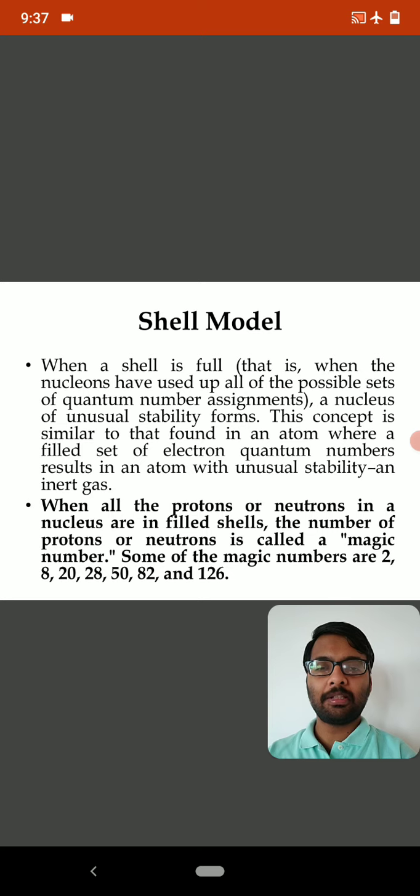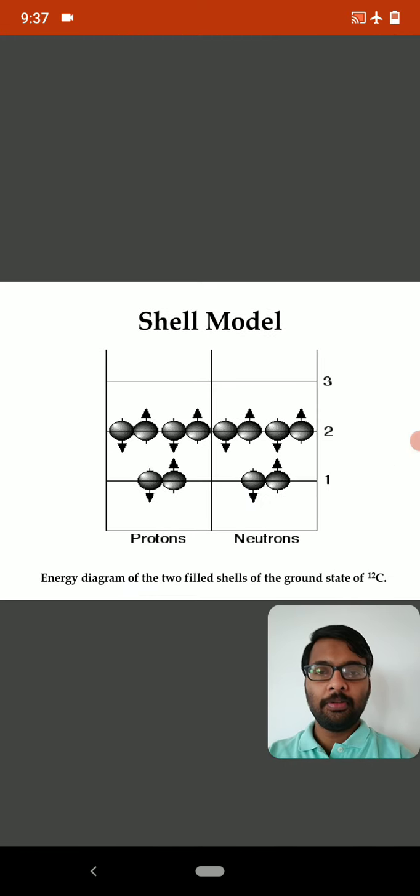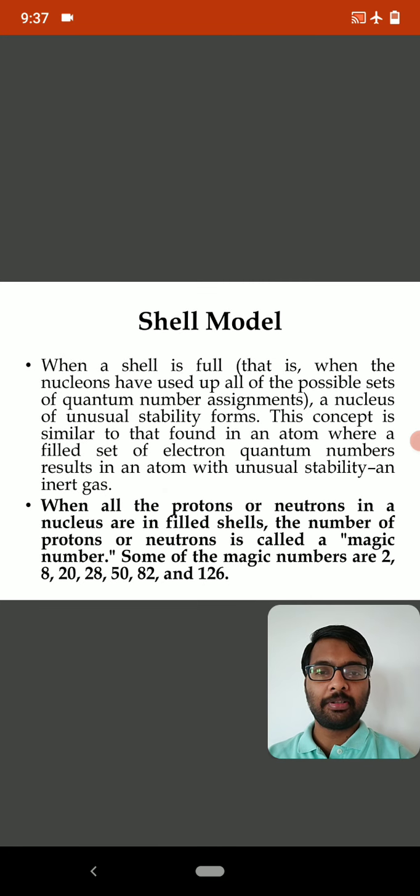So when these nuclear shells are completely filled, these nuclei are called stable nuclei. For that there is one criterion: the number of protons or the number of neutrons must be equal to certain numbers, and those numbers are called magic numbers. Such nuclei, in which the shells are completely filled, are called stable nuclei. So what are those numbers?